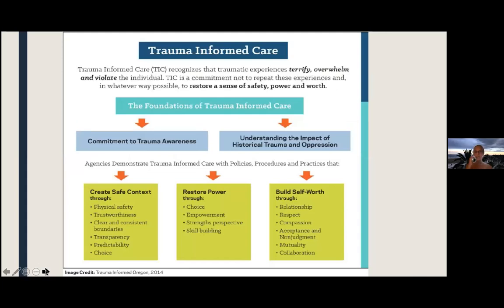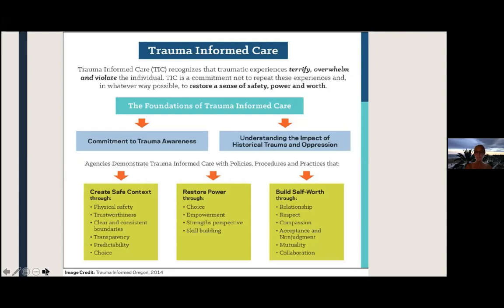And then this is a really nice graphic from Trauma Informed Oregon that talks about the foundations of trauma-informed care. And you can see again that you need both a commitment to trauma awareness and an understanding of the impact of historical trauma and oppression. And again, in policies, procedures, and practices, creating safety, trustworthiness, boundaries, transparency, predictability, and very importantly, choice. Restoring power through choice, empowerment, a strengths perspective, and skills building, and building self-worth. And relationships is a really important part of building a sense of self-worth.